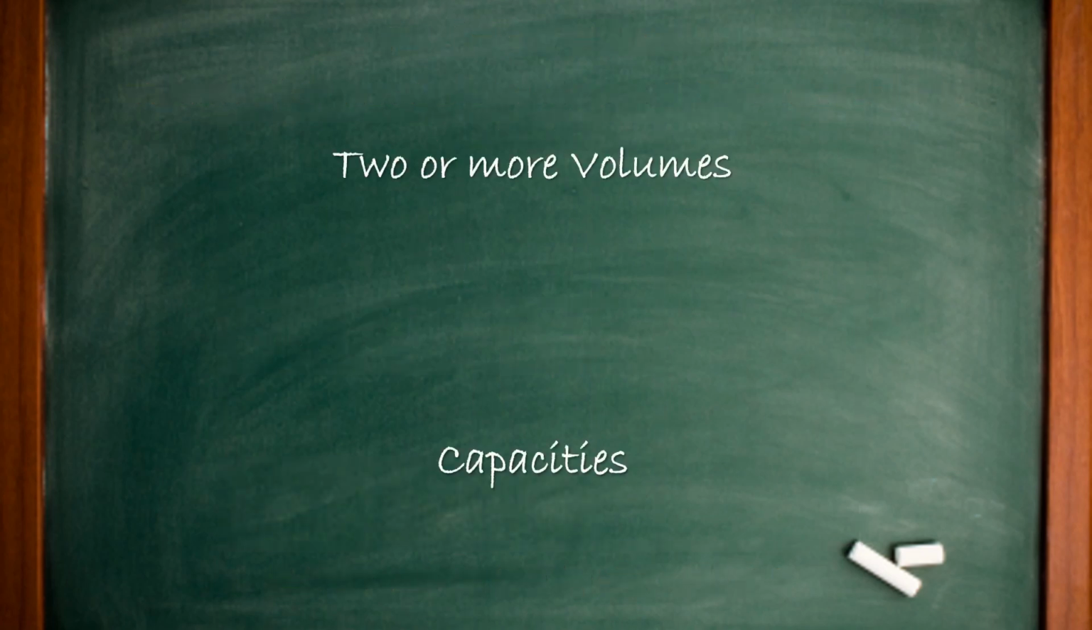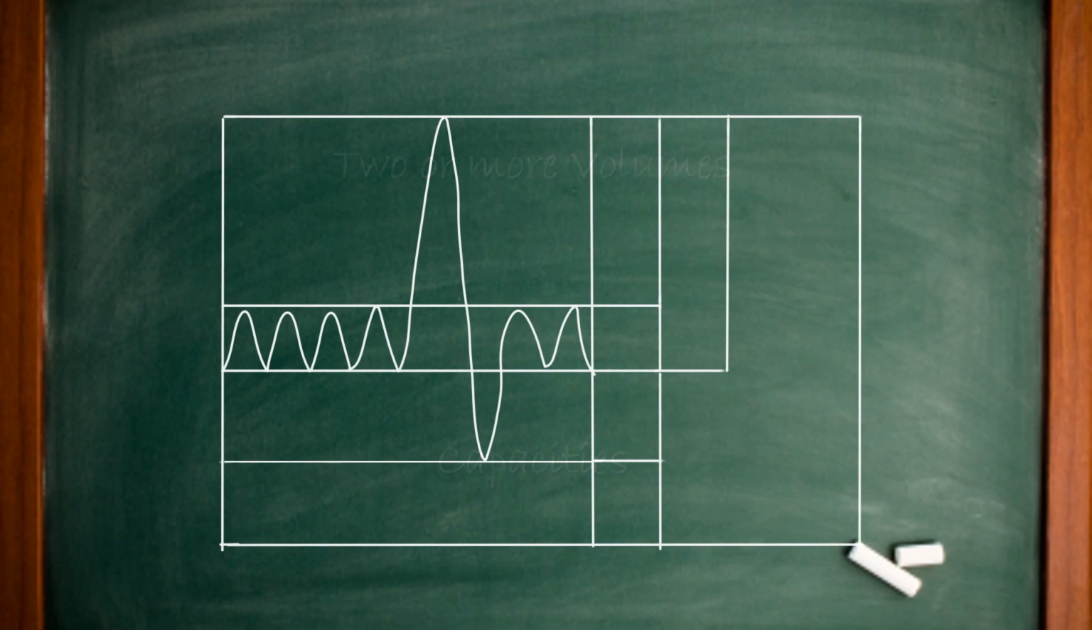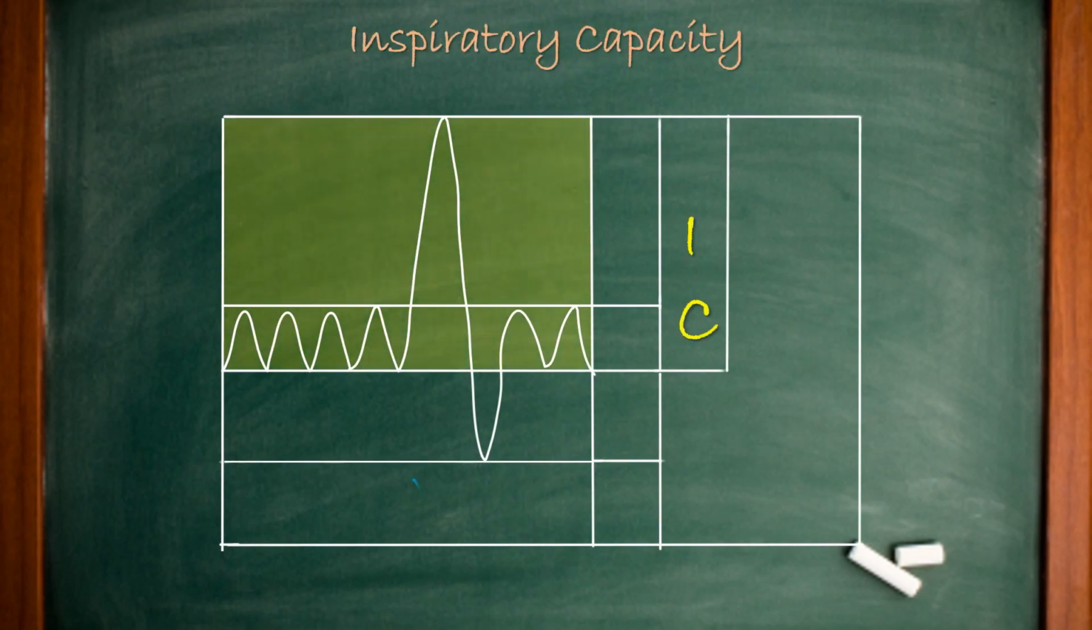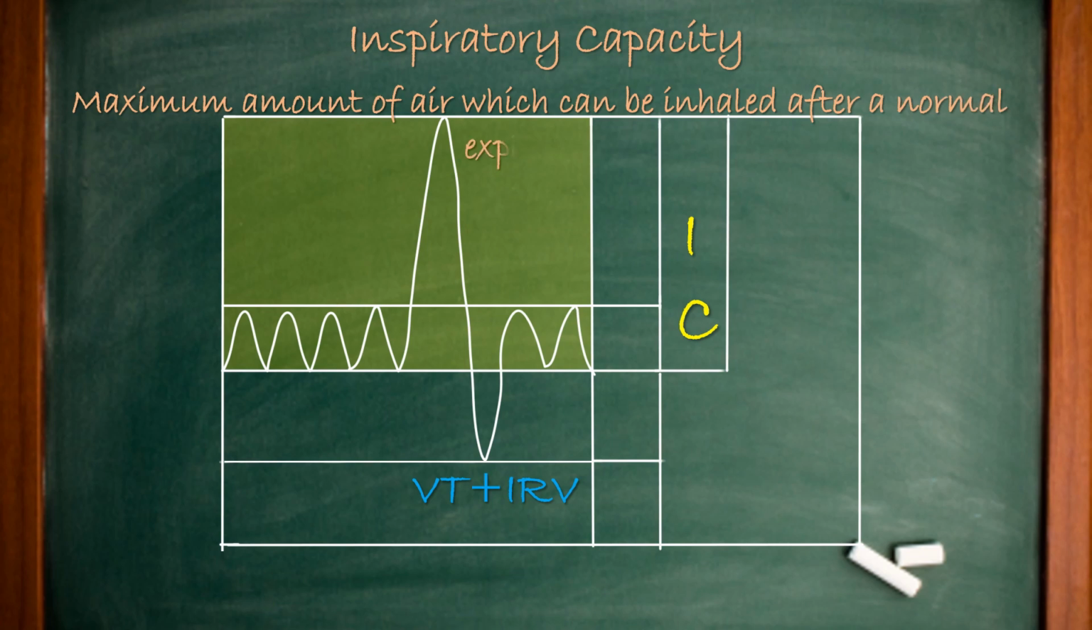Now if we combine two or more, what we get are the capacities. The first capacity that we see is known as the inspiratory capacity, which is the sum of the tidal volume and the inspiratory reserve volume. This therefore can be defined as the maximum amount of air which can be inhaled after a normal expiration. Normally it is about 3500 ml.